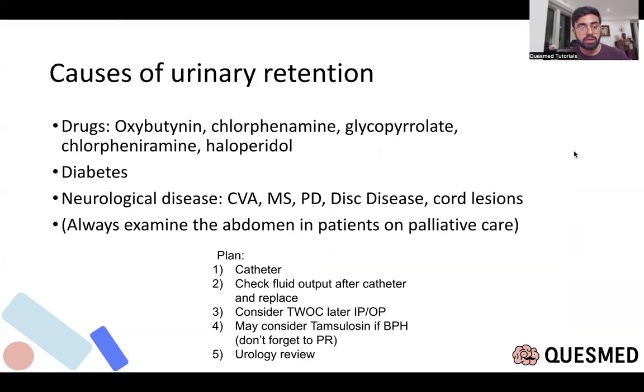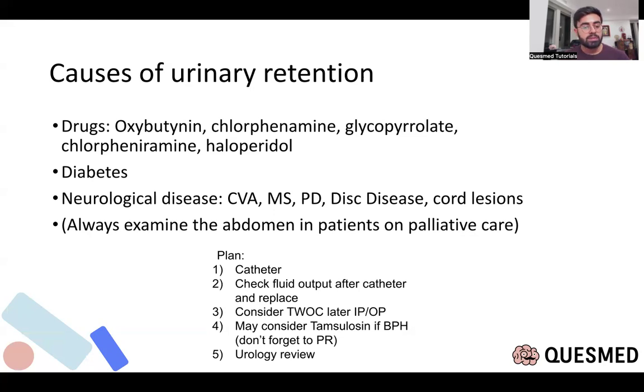So causes of urinary retention. Important drug causes include things like haloperidol, sorry, chlorpheniramine, which has been repeated there. Neurological diseases, so Parkinson's, for example, as we know, can cause autonomic dysfunction. Multiple sclerosis, diabetes, again through neuropathy, and also any cord lesions. And that's why it's always important to do a thorough abdominal exam.